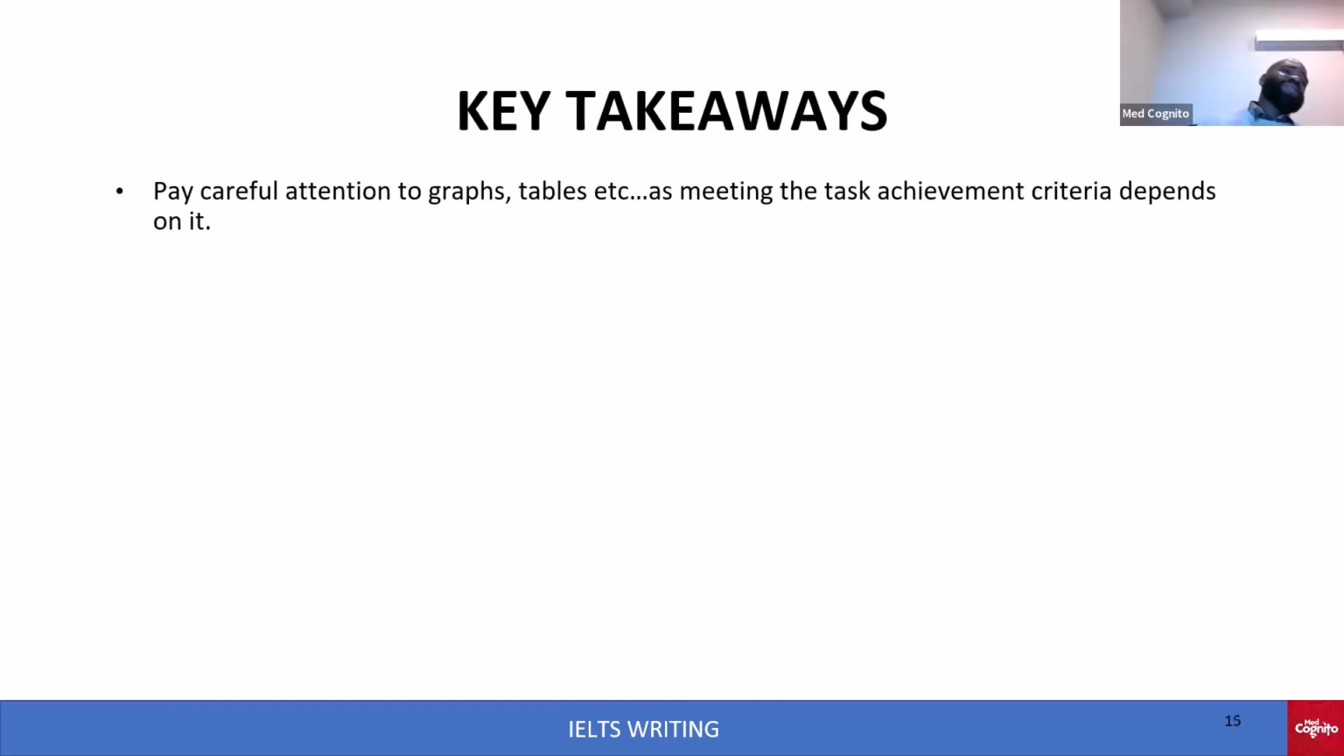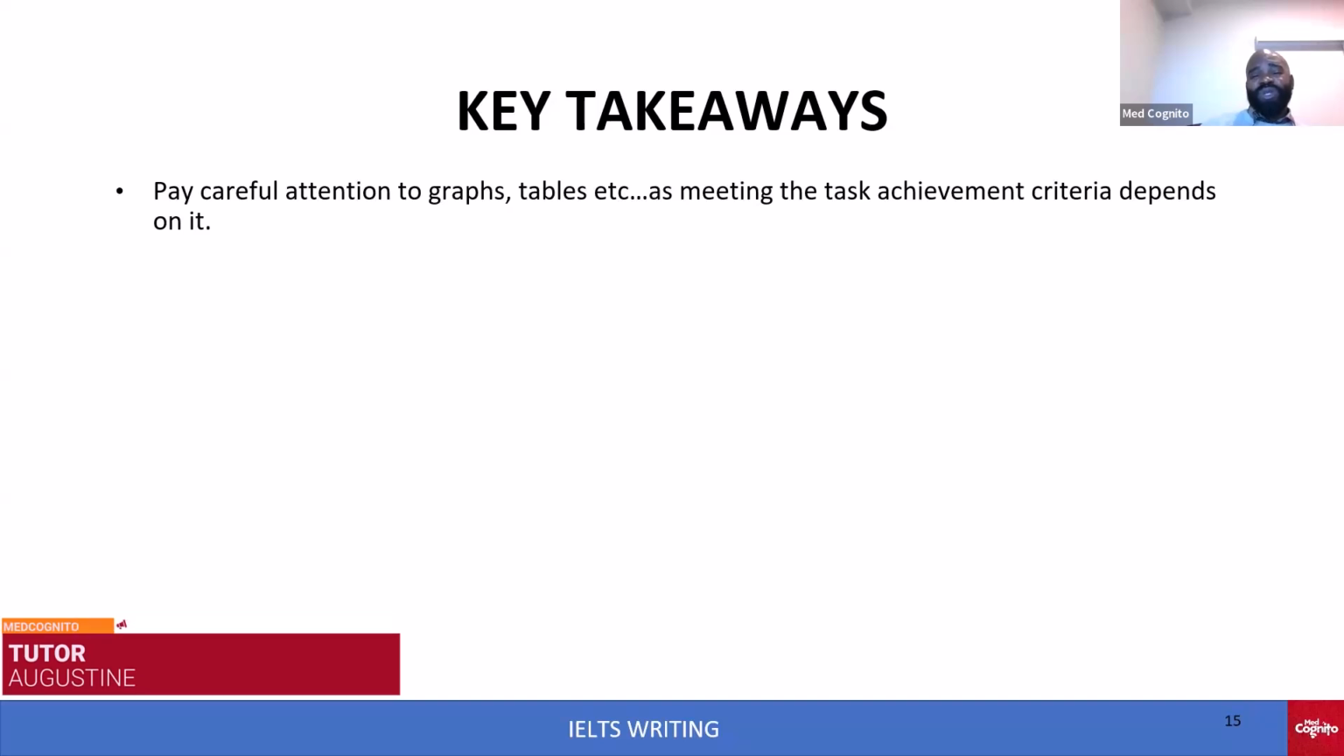And so in all of this, what is the key? What are some key takeaways that I want you to go with? I want you to leave with one for today. The point being that you pay careful attention to graphs, tables, etc., as meeting the task achievement criteria depends on it. When we went through the task achievement criteria, we did mention that you would have to answer correctly the question that is being asked about the graphs. You would have to meet that criteria and answer the question appropriately.